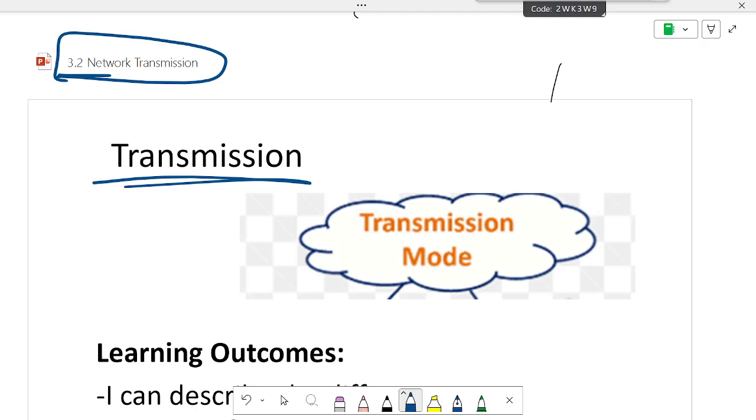Transmission is basically, you can write in your notebook. Okay? Woman, you can use your iPad to write. Jed, you can use your notebook. Okay? Transmission is how we send the data.